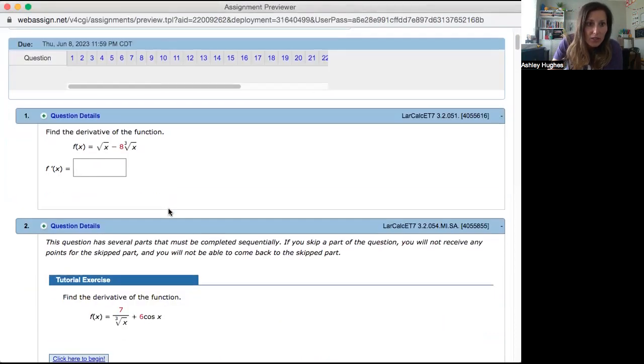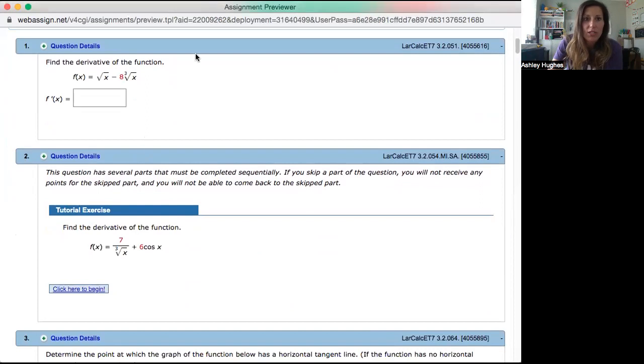All right, first one, find the derivative of the function. When we find the derivative, this is just the power rule for this one, except we want to make sure that we rewrite any fractions or roots. And again, if you still don't know how to rewrite roots, I have a whole exponents little tutorial, so check my YouTube videos for that. So x to the 1/2 minus 8x to the 1/3.